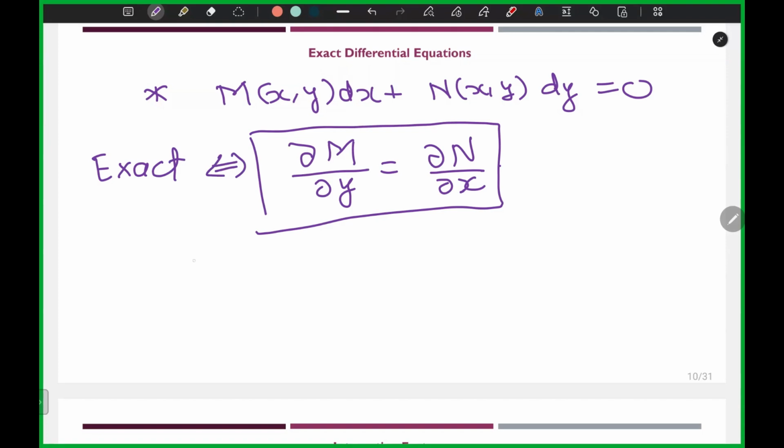So if I say xy dx plus... is this equation exact? No, sir. Why?